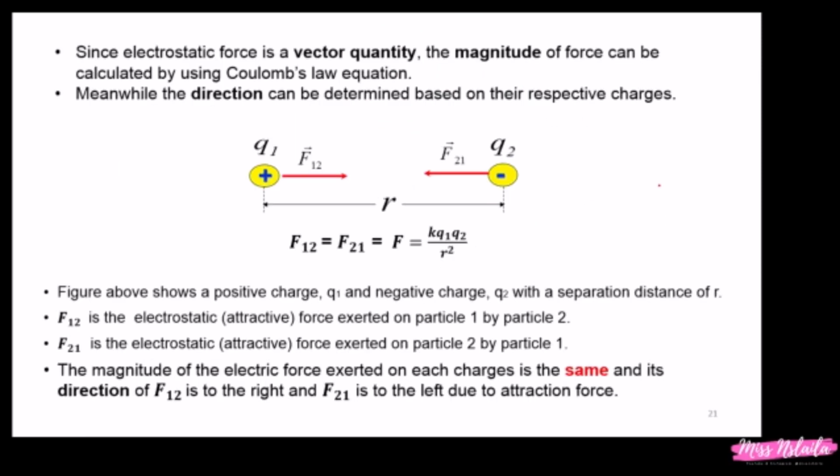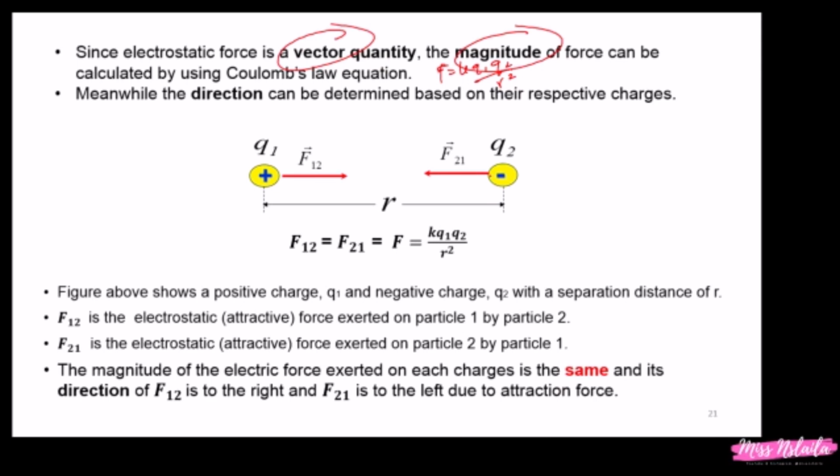Since electrostatic force is a vector quantity, the magnitude we can determine by using the equation F equal to K Q1 Q2 over R square. Meanwhile, the direction can be determined based on their charges. For example, we have a positive and a negative charge. So, we can label the force exerted on this charge due to this charge. Ataupun kita boleh katakan F12, force yang bertindak ke atas charge Q1 disebabkan oleh charge Q2. Kalau tak ada charge Q2 ni, maka tak akan ada pun force dekat Q1. So, you can label it as F12. The direction will be to the right because they attract.